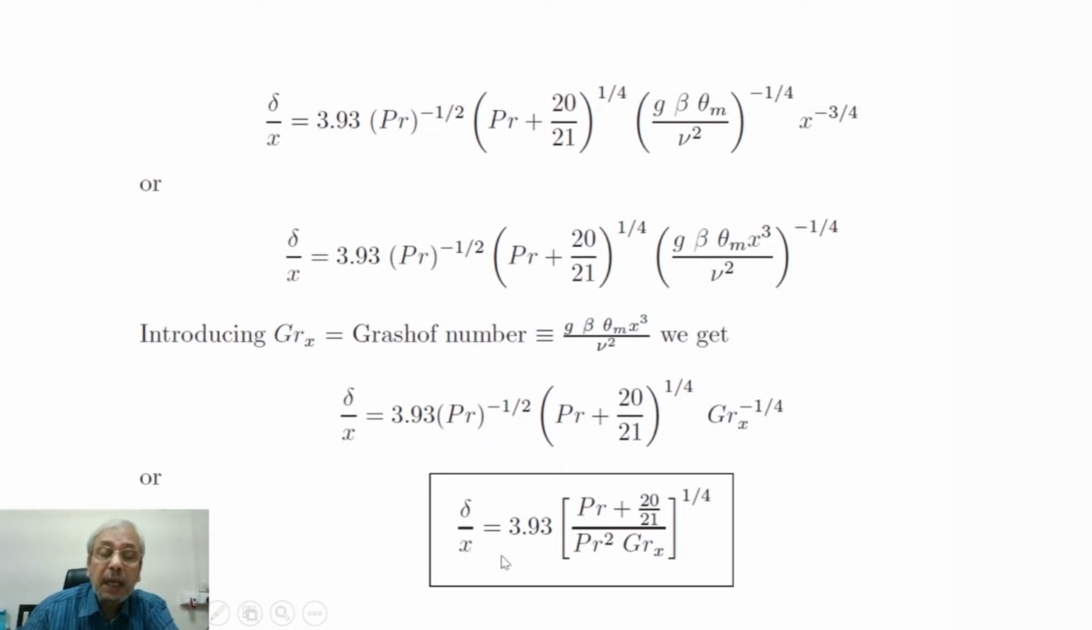So delta by x we can write in a more compact way: 3.93 times Prandtl number plus 20 by 21 divided by Prandtl number squared and then Grashof number, this entire quantity under bracket, and then to the power 1 by 4. So this becomes the expression for delta by x, and we will remember this.